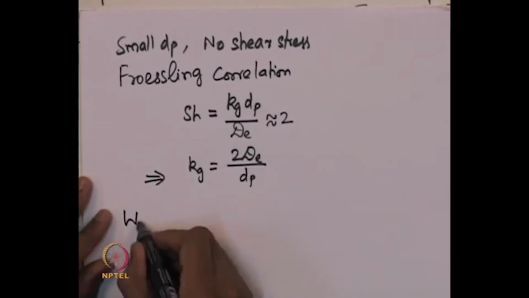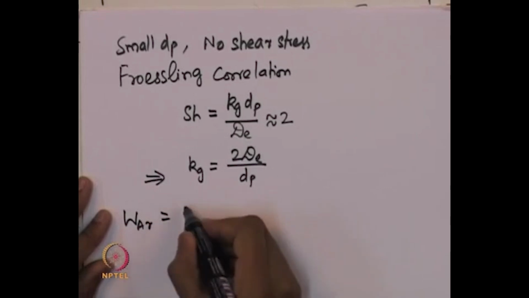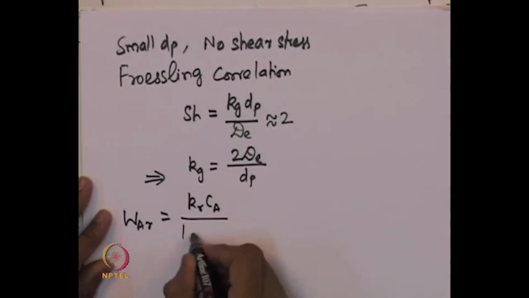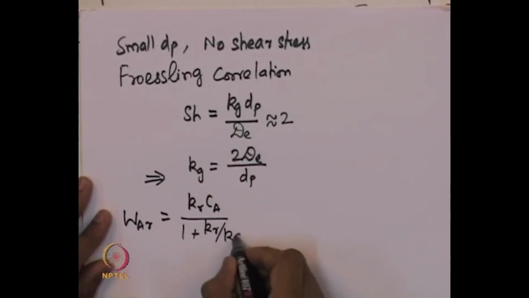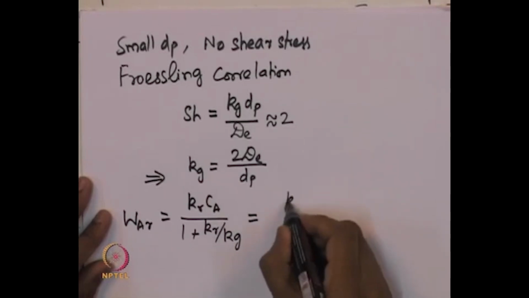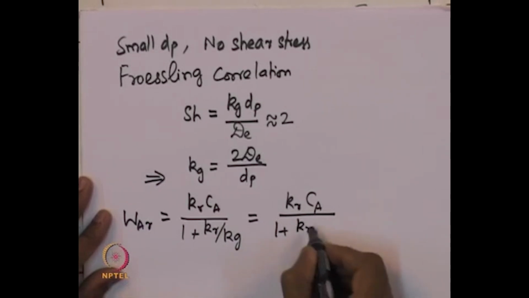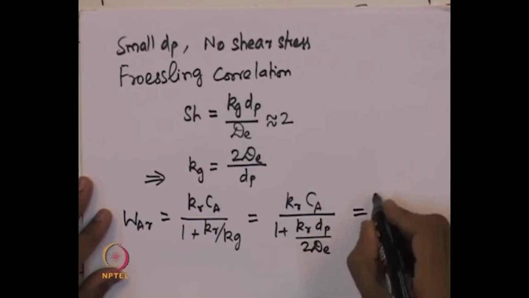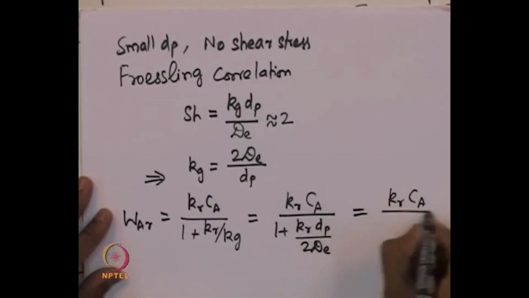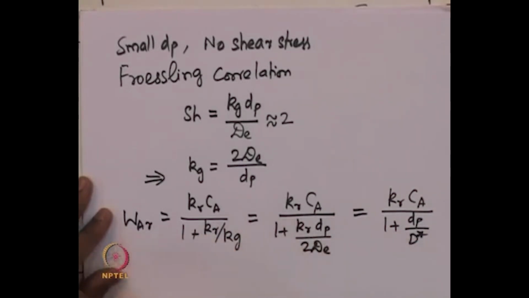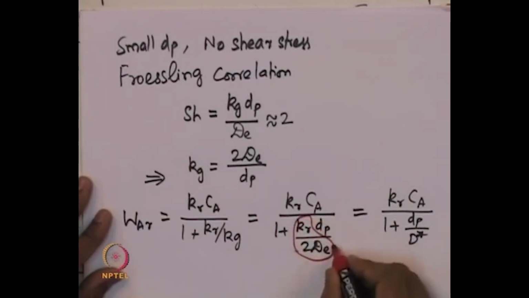So, plugging back into the expression for flux, we find that W_AR equals Kr Ca divided by 1 plus Kr by Kg, and that is equal to Kr Ca divided by 1 plus Kr dp divided by 2 D_AB. This can be rewritten as Kr Ca divided by 1 plus dp by d star, where d star is nothing but the ratio of 2 D_AB to Kr. So, that is d star.